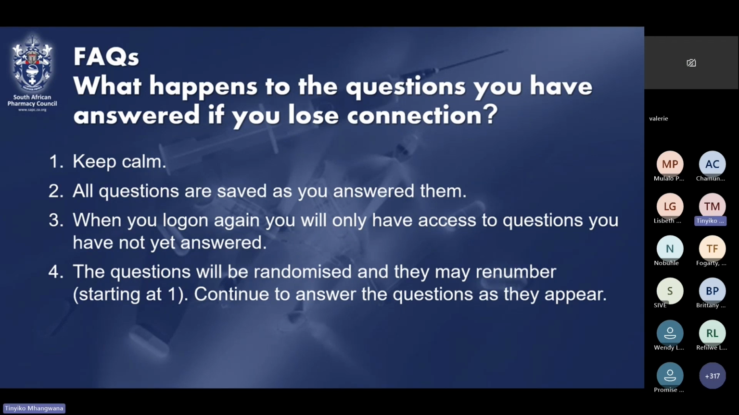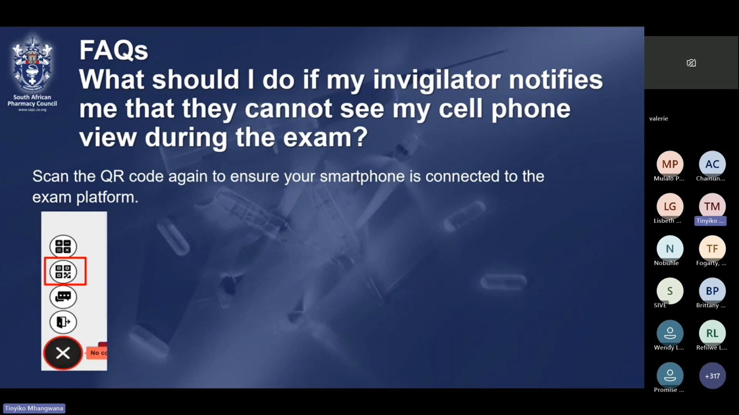So we've already explained that. When you are trying to log in, sometimes it might kick you out, and then when you come back, it shows you at the bottom, where you see the black cross, that the invigilator is no longer seeing your face. So for us to see your face from your phone, you need to click on that cross.